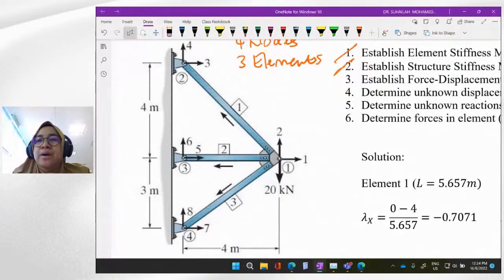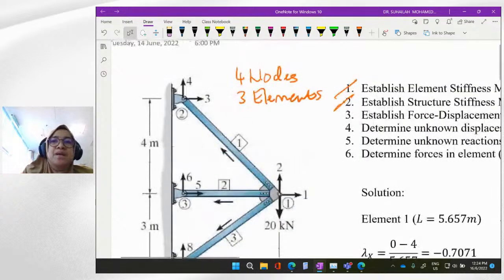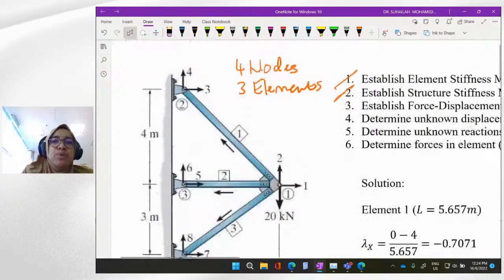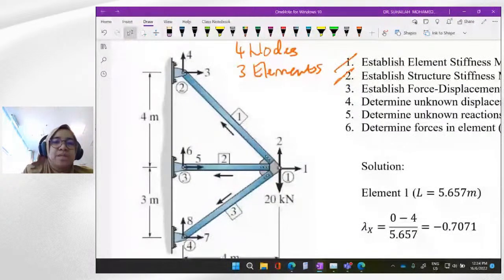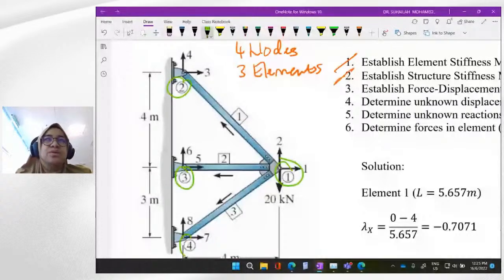Before we move to the outcome for this session, we look back at this truss. This truss consists of four nodes: node number 1, node number 2, node number 3, node number 4. A node is actually a joint. Nodes are labeled for joints 1, 2, 3, and 4. We use numbering instead of using ABC.